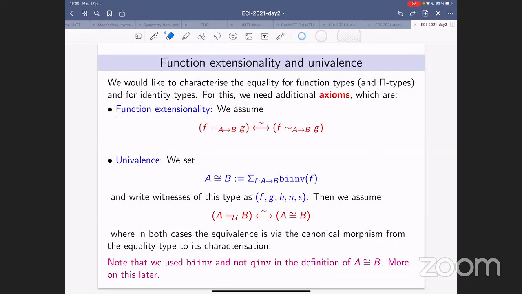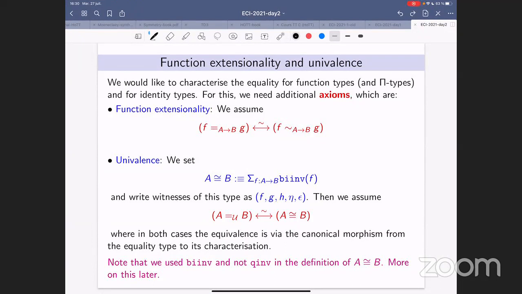And what about identity types? So the question is, can we characterize what is the equality between functions in the propositional sense? So here, actually, we cannot prove anything. So when we cannot prove anything, we give a postulate. So we augment our type theory with one axiom, which is called function extensionality.